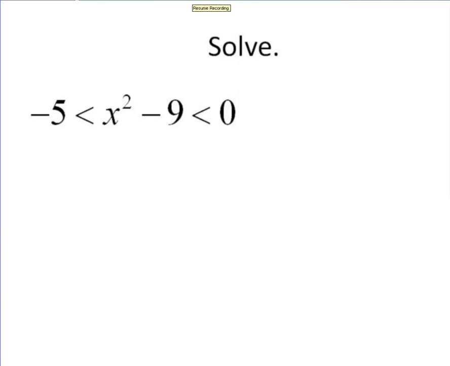Okay, on the last one, this is a little busy because we've got this compound inequality, so let me break this one up. Let me set up one inequality over here where I've got negative 5 less than x squared minus 9. And let me set up a second inequality over here where I've got x squared minus 9 is less than 0.